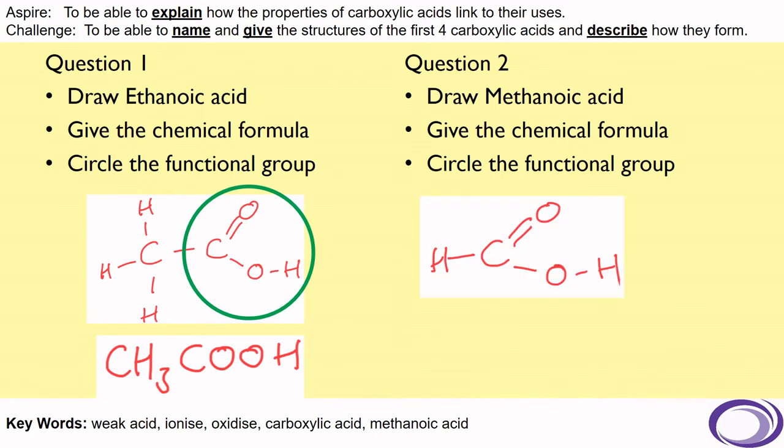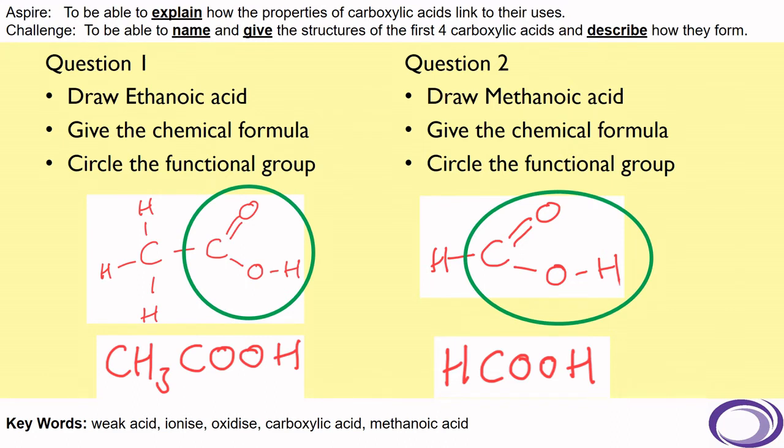The methanoic acid, people get this one wrong, so be careful when you're drawing the 4 bonds around the carbon. That means the chemical formula would actually be HCOOH. And the functional group would be the section circled on the screen.